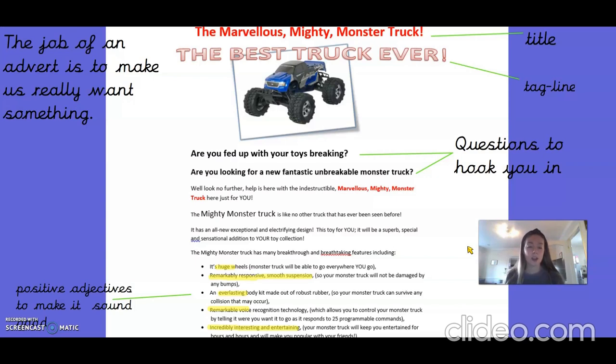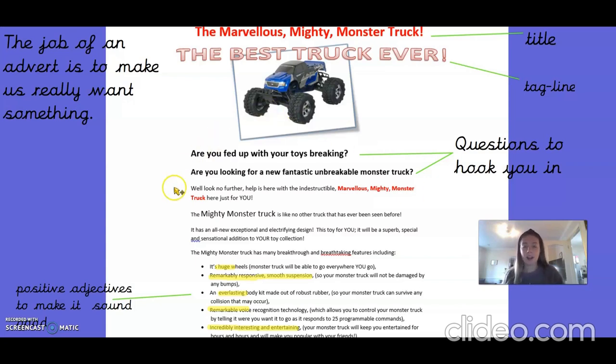They're going to make you think that it is the best toy you could ever have. And we're going to try and make people think that the red crayon is the best thing they could ever have. So we're going to start by looking at an example of an advert.